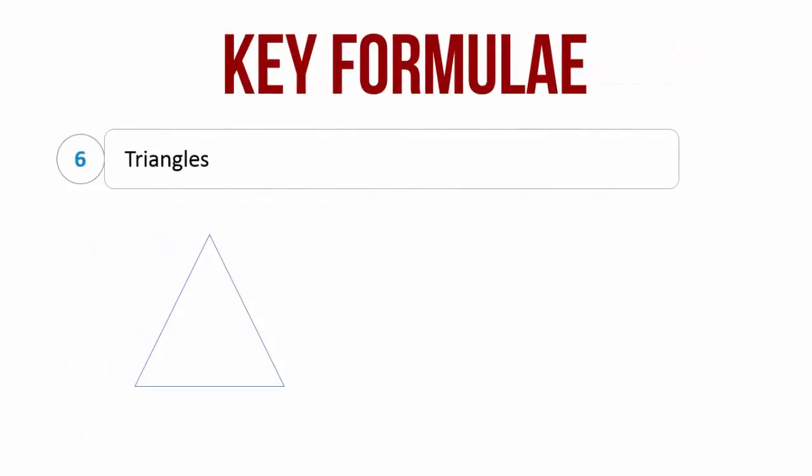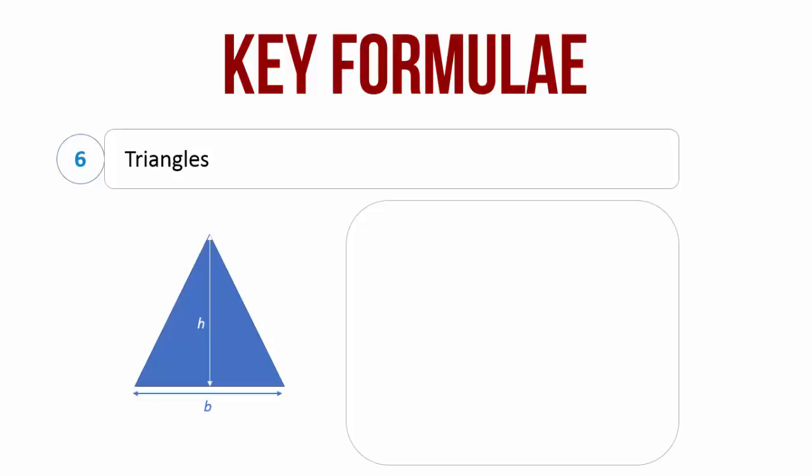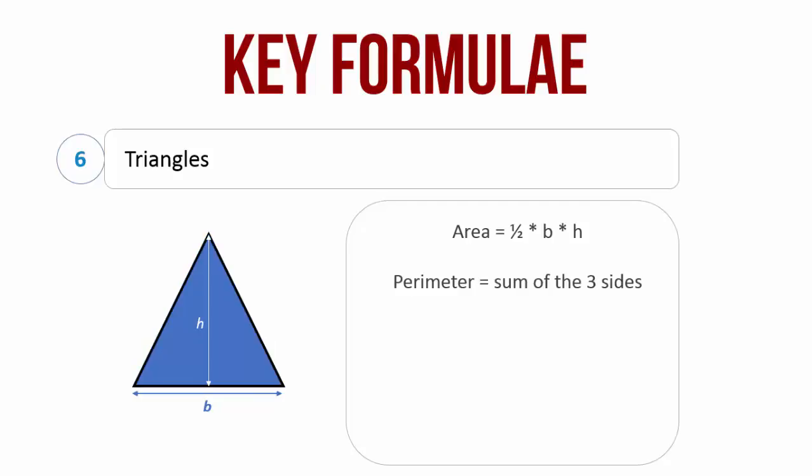A triangle, as we know it, is a figure with three corners and three sides. The area of a triangle is given by half times base into height. Base is any one side of a triangle and the height is the perpendicular distance of the opposite vertex to this side. The perimeter of a triangle is equal to the sum of the three sides.